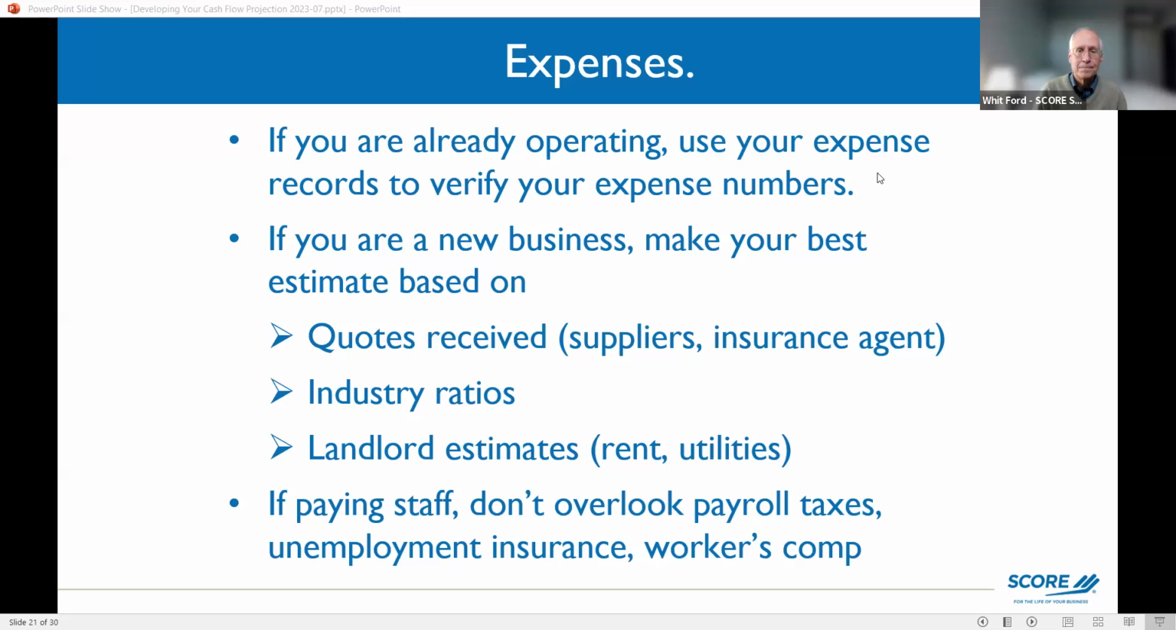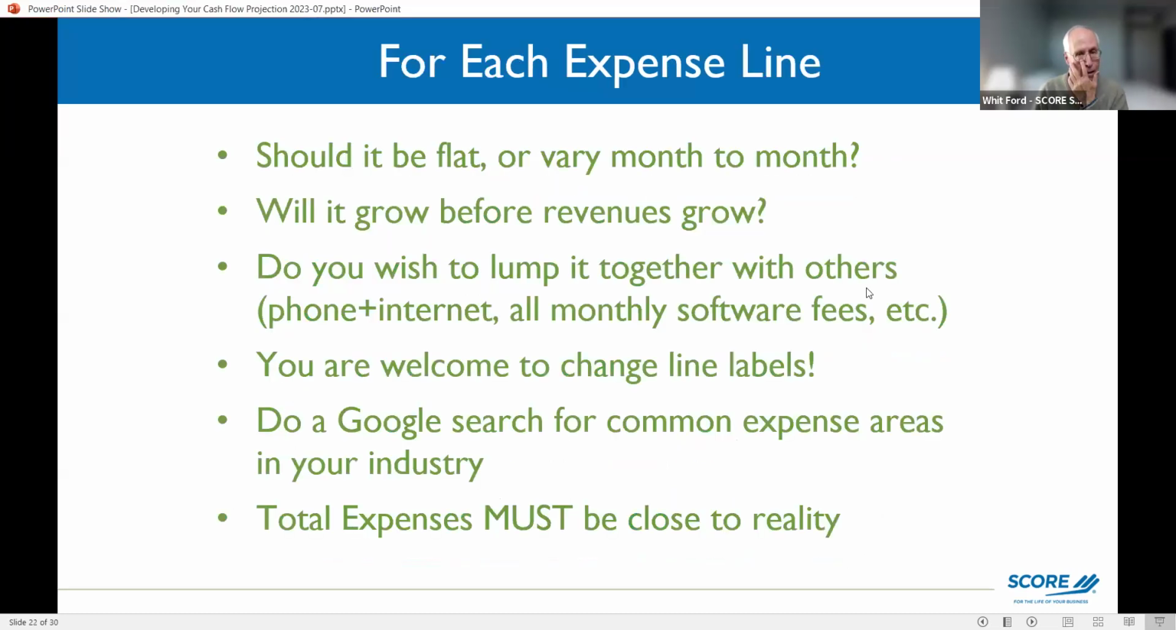So for each line of expenses in your cash flow forecast, ask yourself, should it be flat or should it vary month to month? And if so, why? Will the expenses grow before revenues grow, such as stocking up on inventory? Or will the expenses grow with revenues? Do you wish to lump this expense together with others to make forecasting, et cetera, easier?